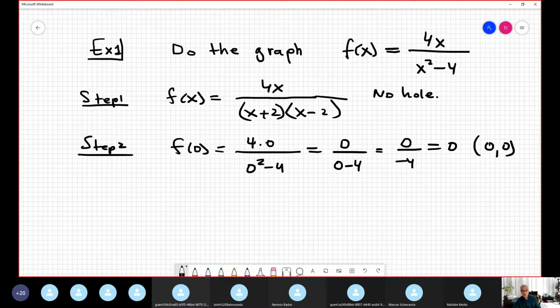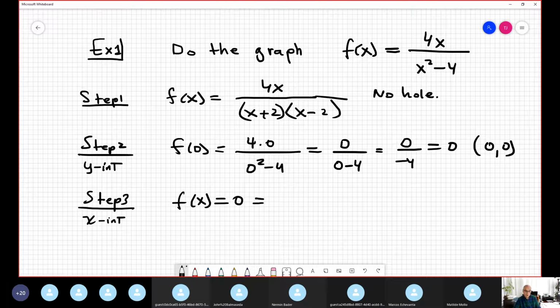So when there is a coincidence, the point (0, 0) is both the y-intercept and an x-intercept. But maybe in another example, I don't know if in this example we have more x-intercepts. Therefore, we move on to step 3. Step 3, that was the y-intercept. What is the formula for finding the x-intercept? This is the x-intercept. That was the y-intercept.